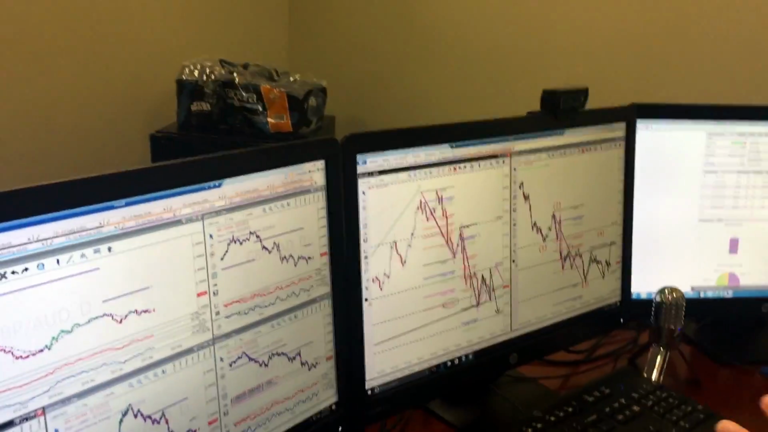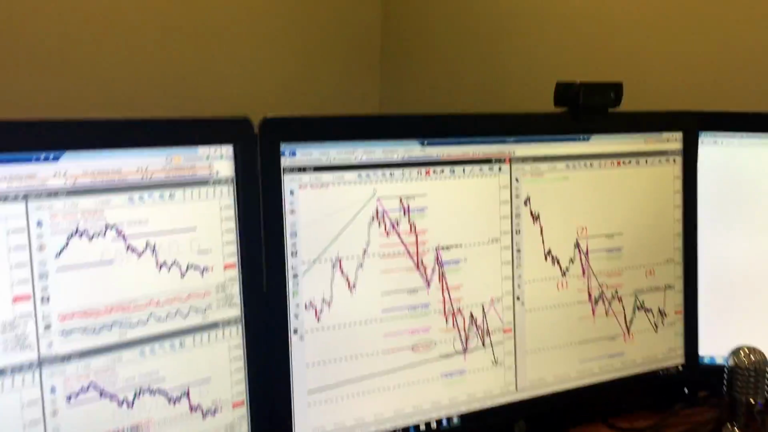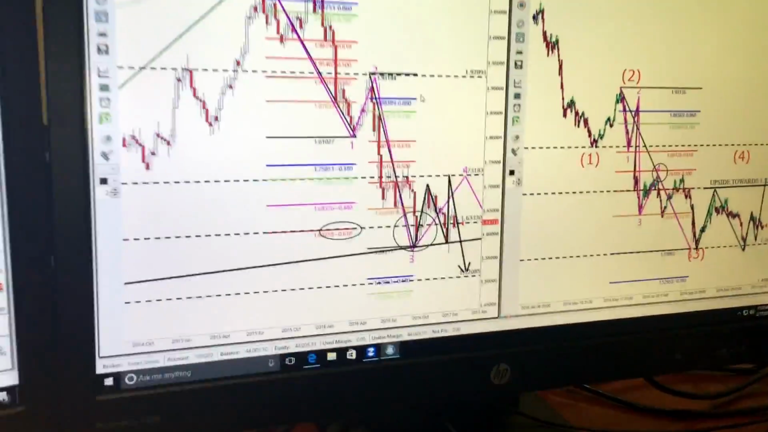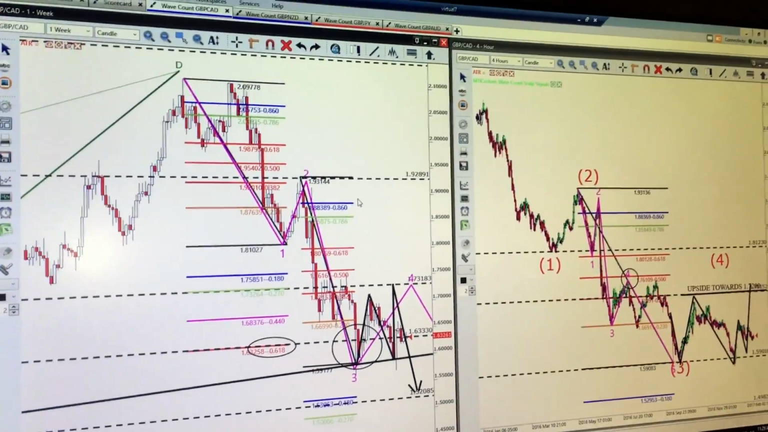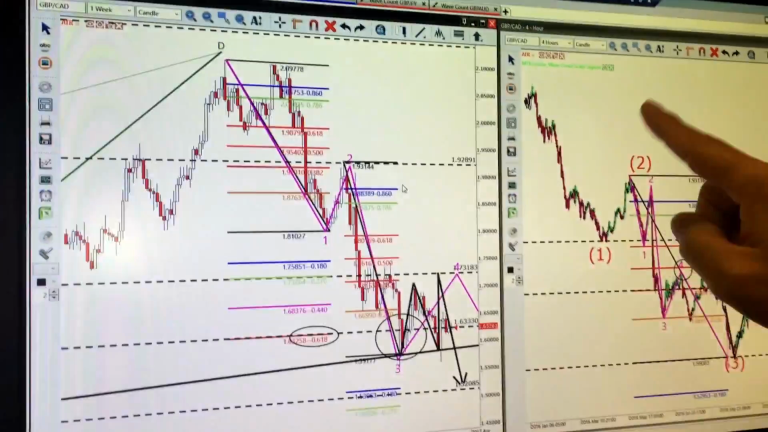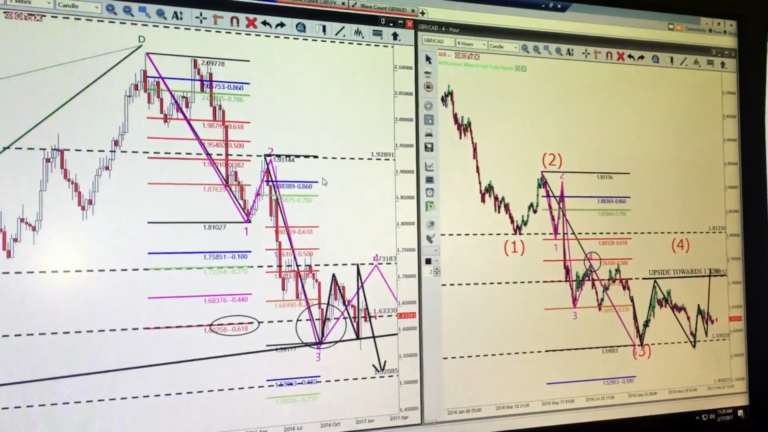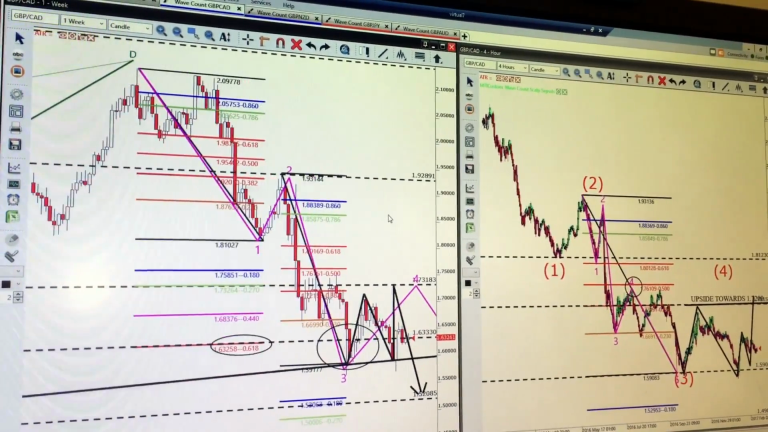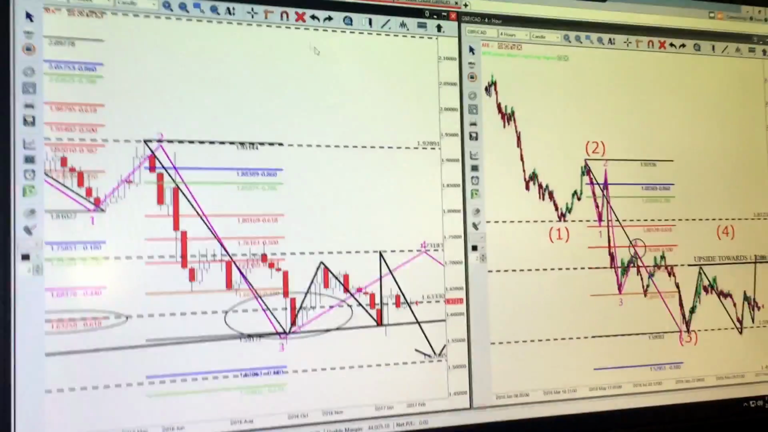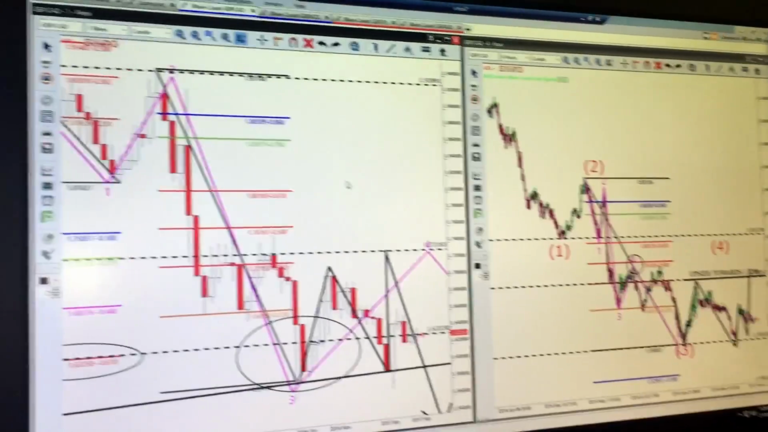I'm going to go ahead and talk about the pound Canadian chart first. And we look at the weekly. I've broken the chart into two different charts: the weekly chart, as you can see on the left-hand side, and then of course the 4 hour on the right-hand side. What I'm looking at on the pound CAD is the weekly time frame to give me some sort of direction as to where the market is going to go.